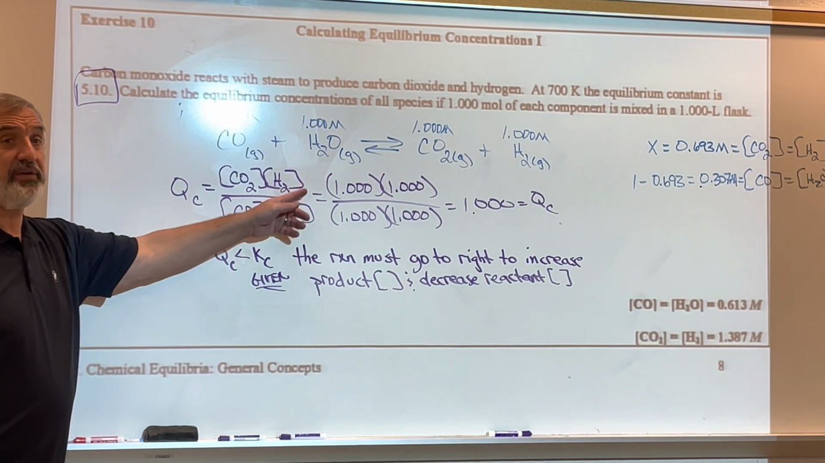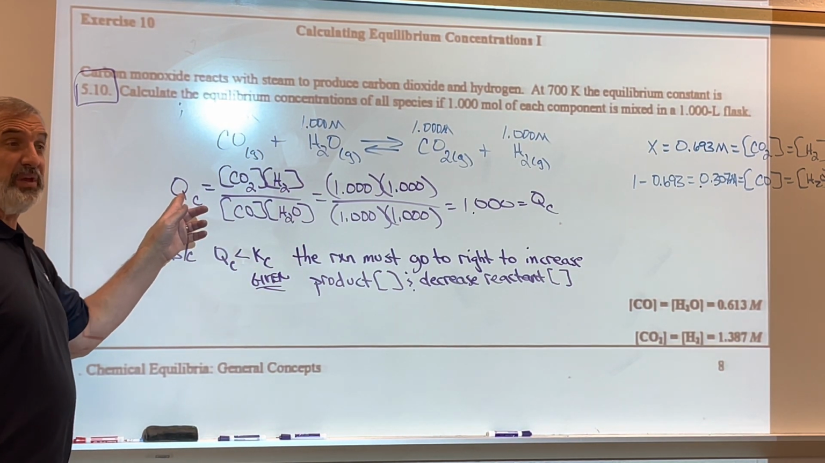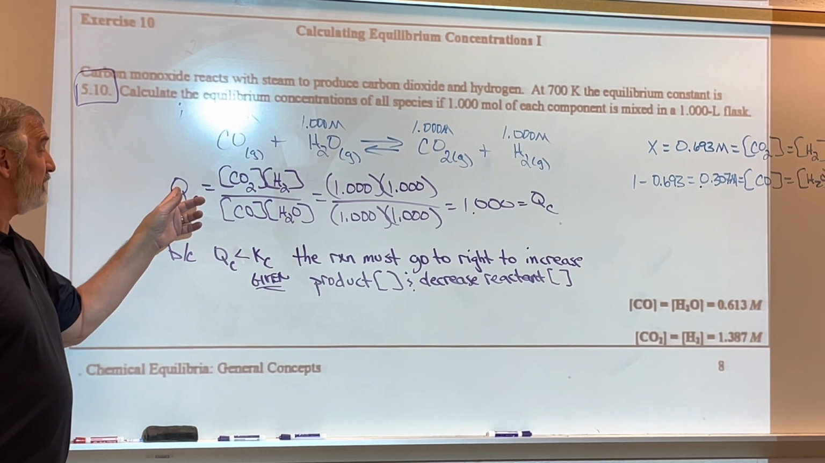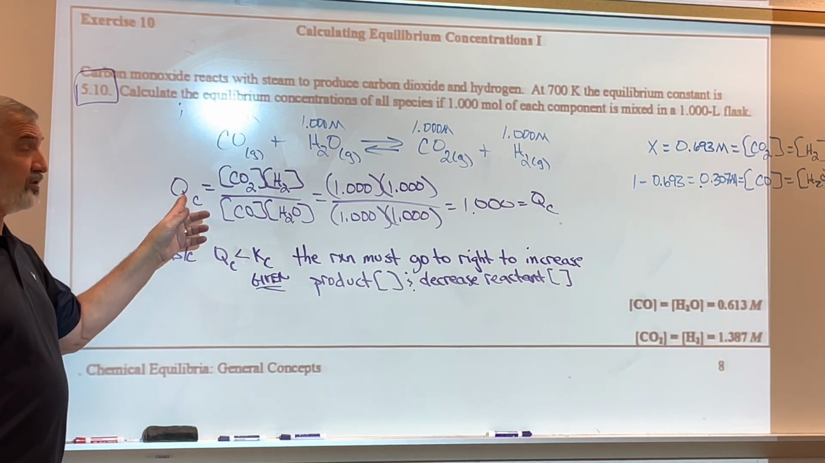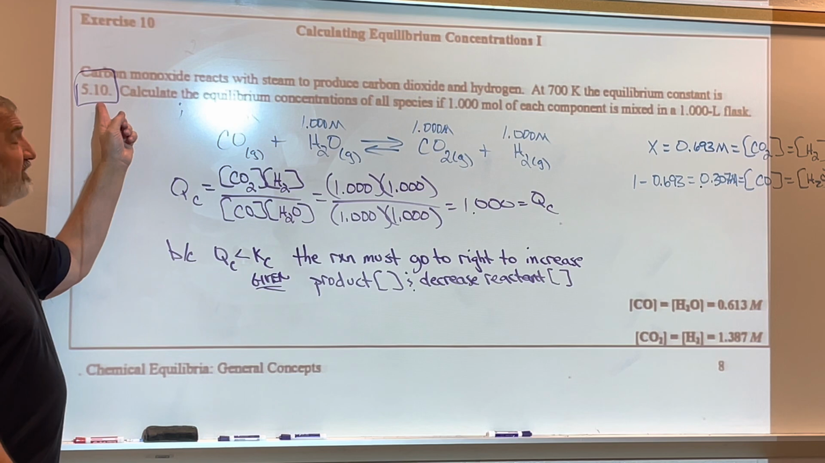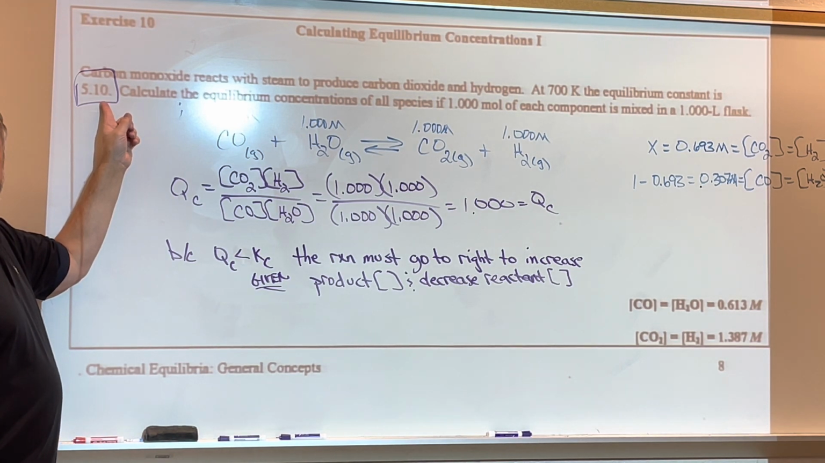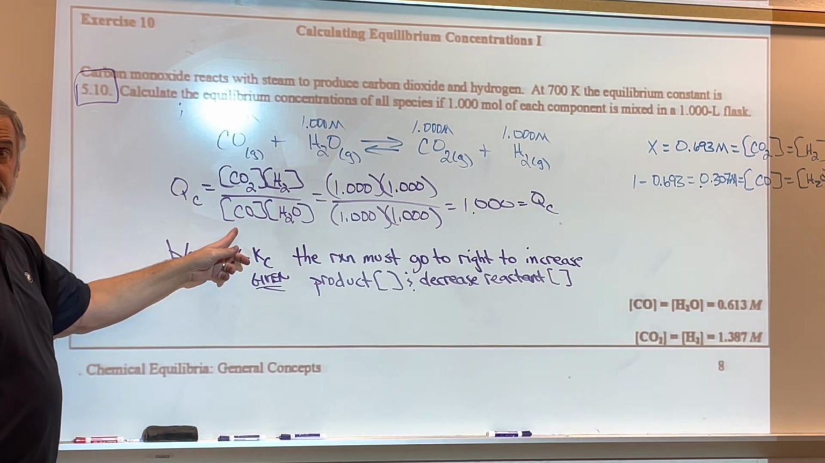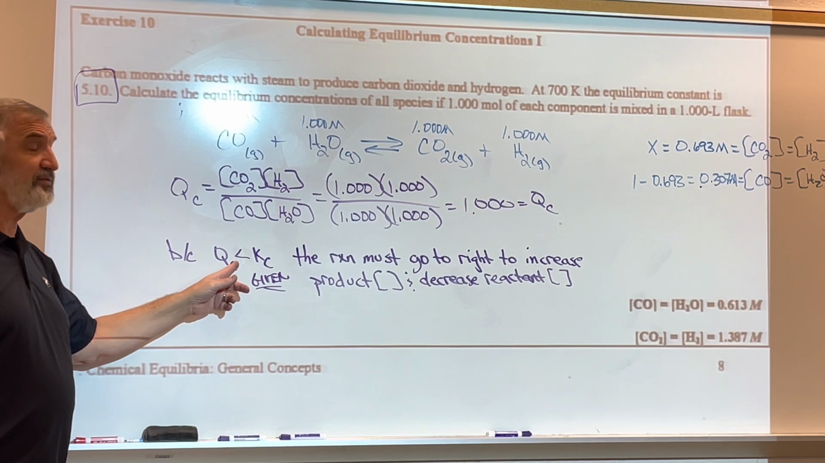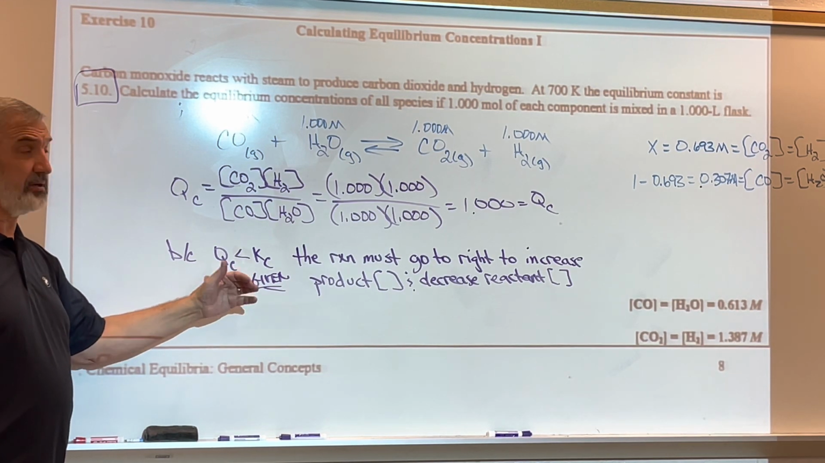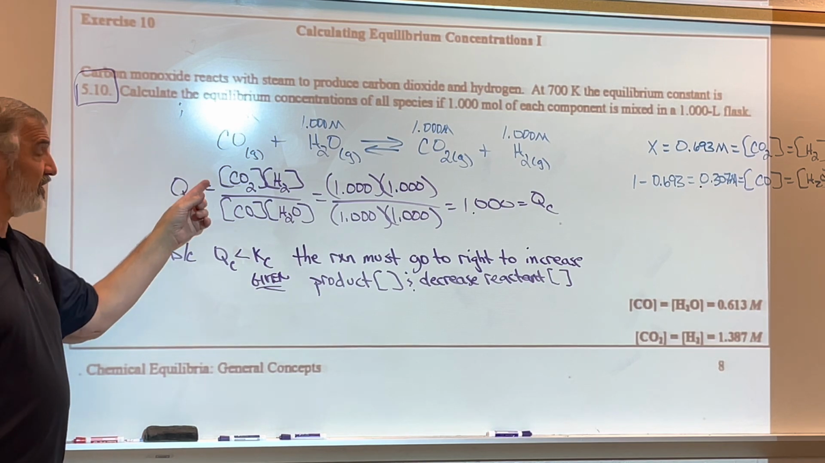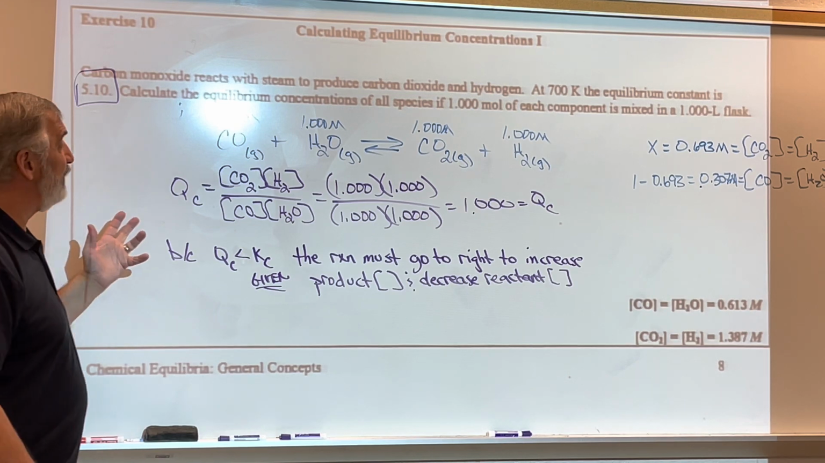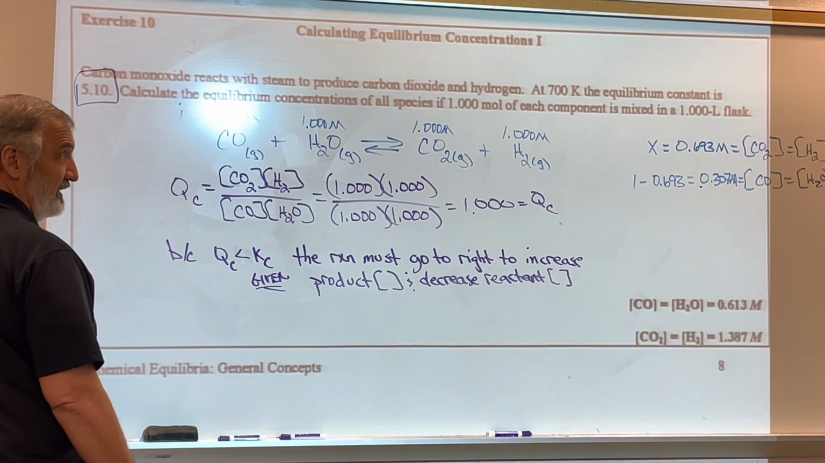Because it's a ratio of products over reactants, Q reaches equilibrium when Q equals K. So in order to get to equilibrium, Q's got to get bigger. It's got to go from 1 to 5.1 to get to equilibrium. Since it's products over reactants, the way you make Q bigger is you have more products and less reactants. If Q is greater than Kc, it's going to go the reverse. It's just a ratio of products over reactants, so we make Q bigger or smaller. So now we know, okay, I have all of that written there.